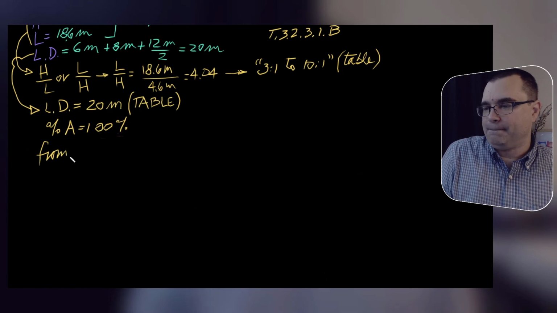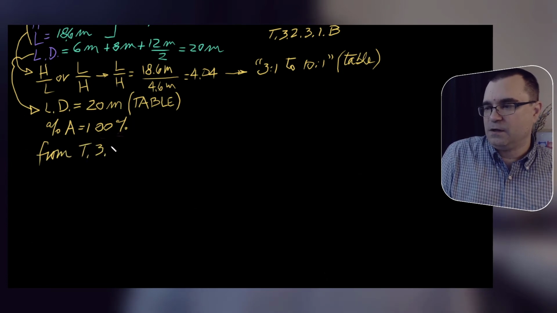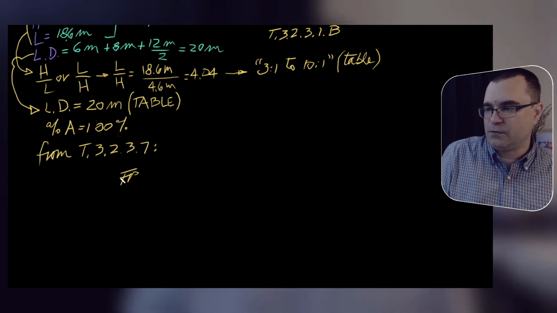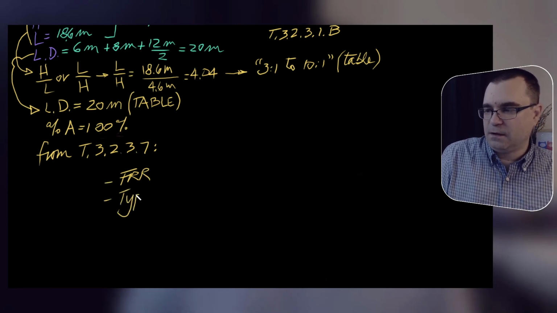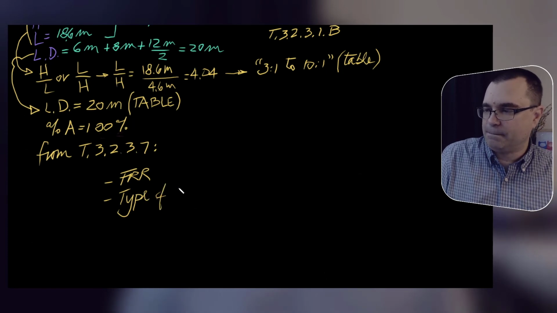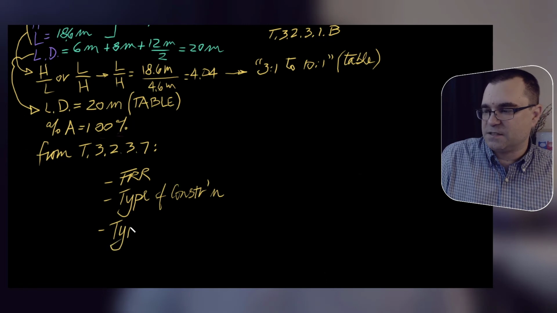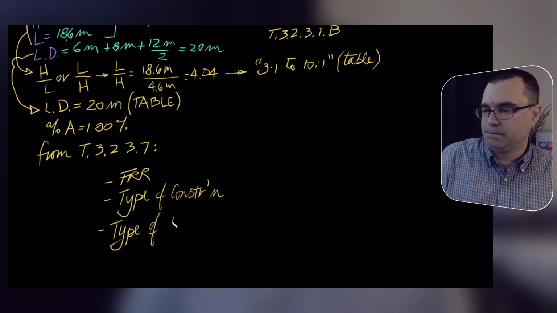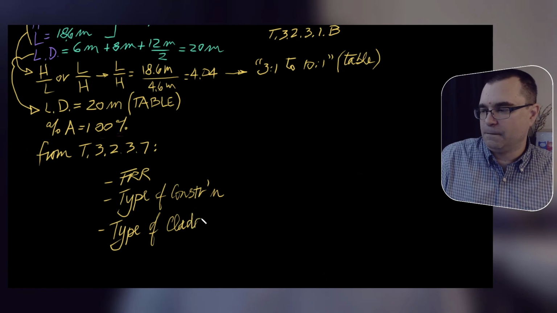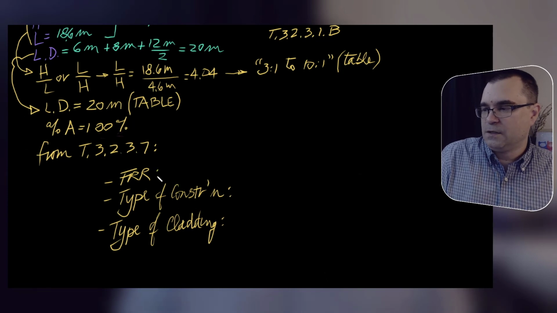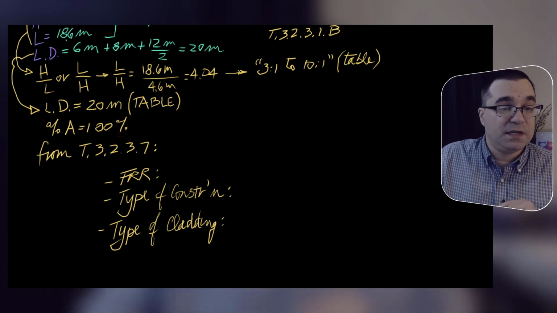From table 3.2.3.7, we have to figure out the fire resistance rating, we have to figure out the type of construction, and the type of cladding that's expected. Okay. So let me bring up this table on your screen so you can see it, and let's pick it together.